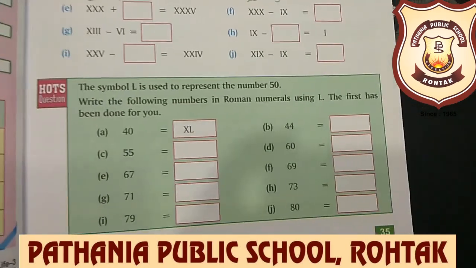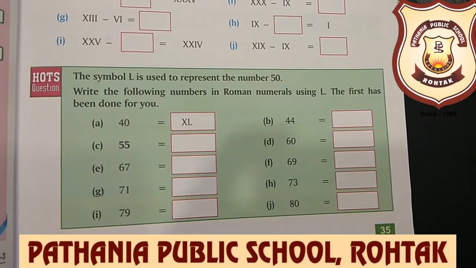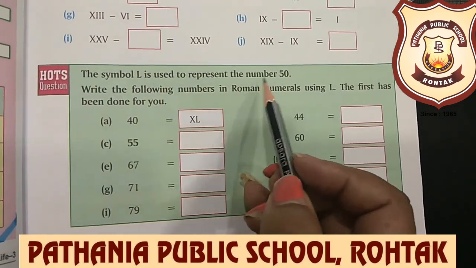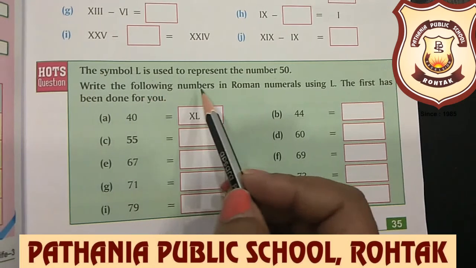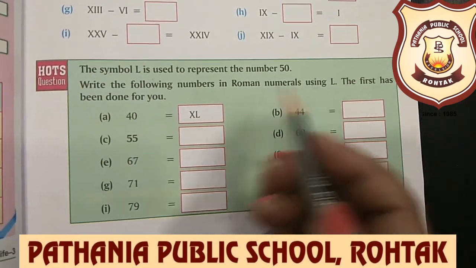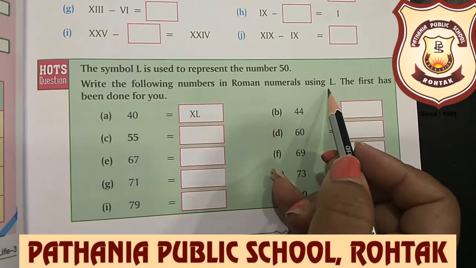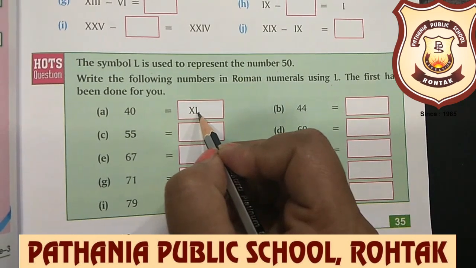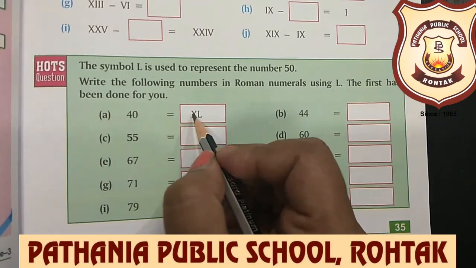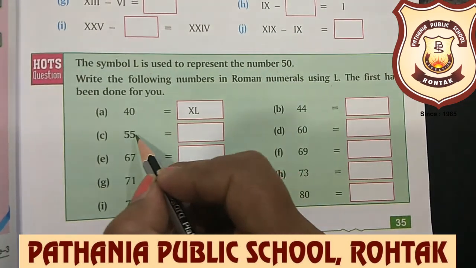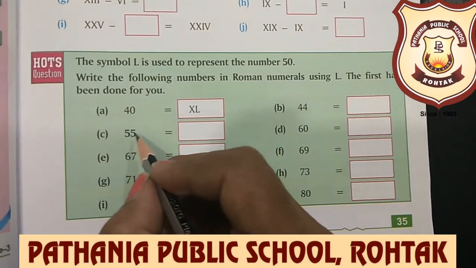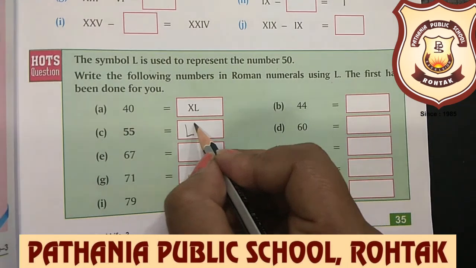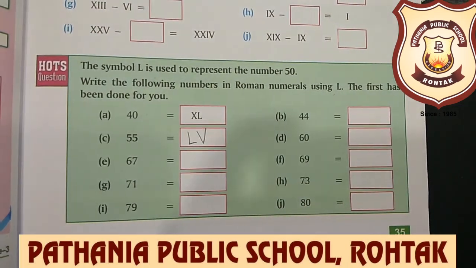Now beta, one more question is there. The symbol L is used to represent the number 50. Yes beta, we know that the L symbol is used to represent the number 50. Write the following numbers in Roman numerals using L. Now see beta, again the smaller symbol is on the left hand side of the greater symbol, so it is being subtracted. XL is 40. Now for 55, what is the symbol of 50? L. And what will be the symbol for 5? V. So LV will be 55.